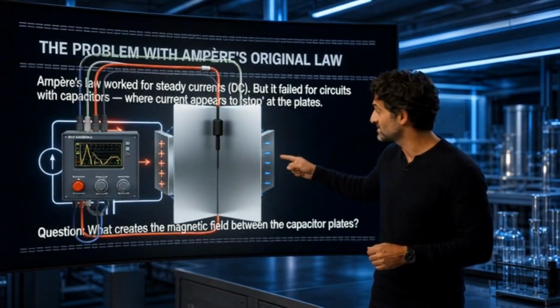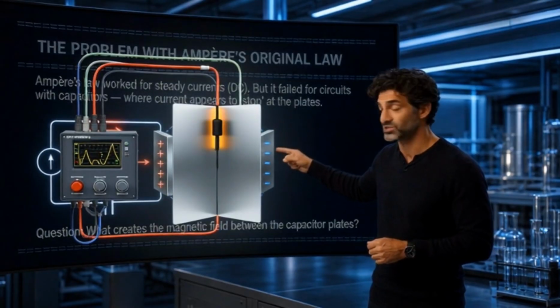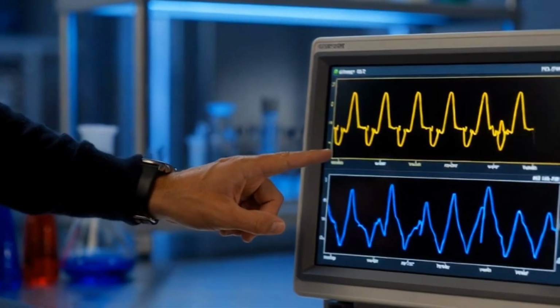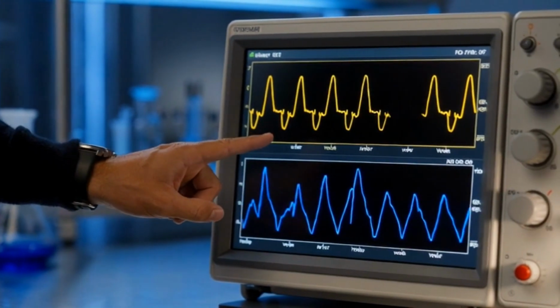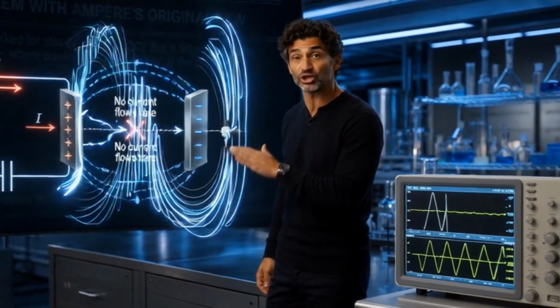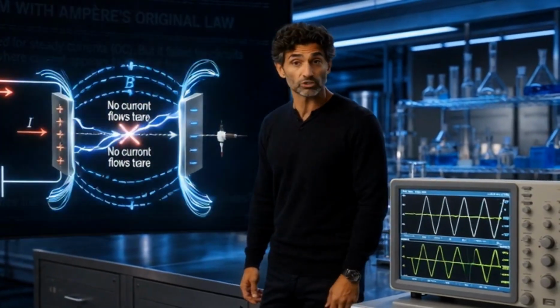Between the capacitor plates, the electric field is changing as the capacitor charges and discharges. That changing electric field creates a magnetic field. Even though no charges are flowing across the gap, the electric field is changing. The magnetic field is strongest when the electric field is changing fastest. This is Maxwell's displacement current.